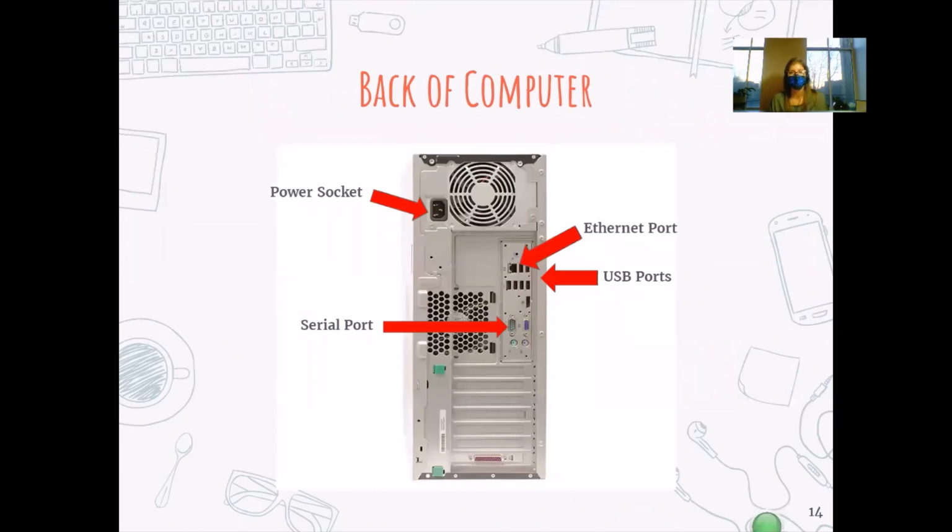On the back here, we have our power socket, which is how our computer gets power. Your Ethernet port, which you would use for your internet if you weren't using wireless. There's usually a bank of USB ports on the back. And on some of the older computers, you'll see serial ports. Those are the ones with the little prongs, and those are used for some of the older monitors and different devices. Some even old printers would use those.